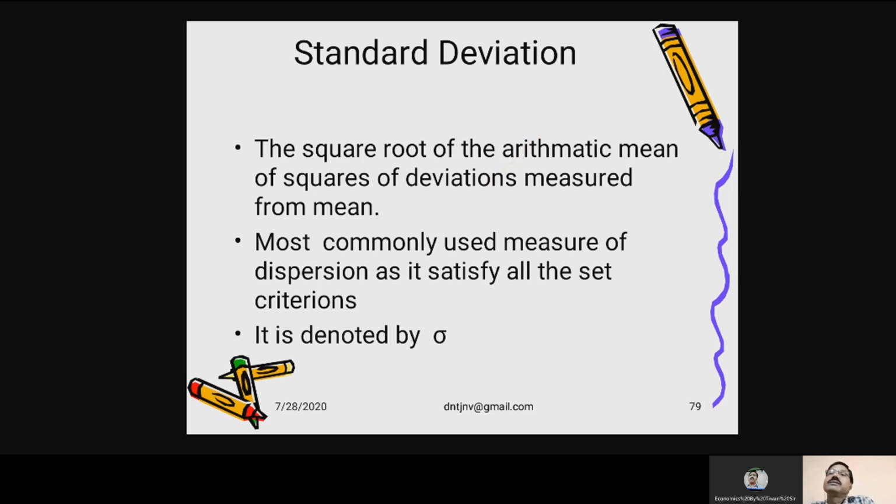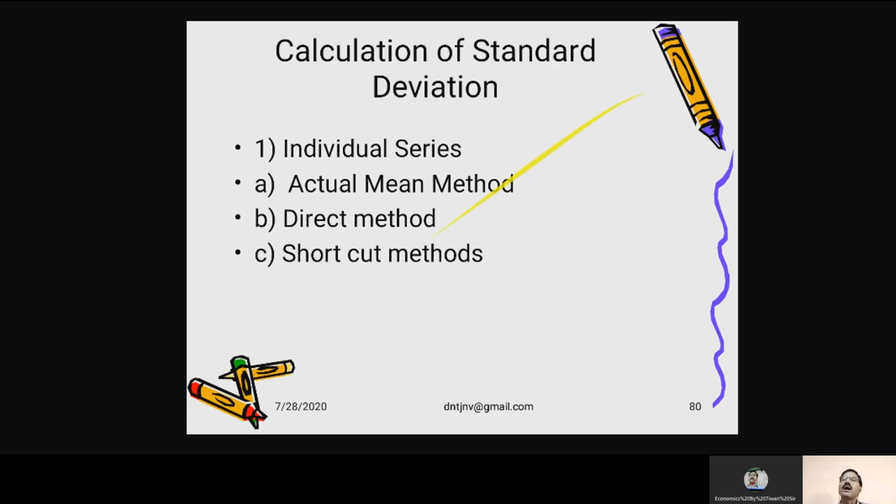Coming to the most important concept of dispersion, that is standard deviation. The square root of the arithmetic mean of the squares of deviations measured from the mean is known as standard deviation. It is the most commonly used measure of dispersion as it satisfies all the set of criteria. It is denoted by the Greek letter sigma. Calculation of standard deviation: in the individual series, you can calculate by actual mean method, direct method, or shortcut method. In the same way, you can calculate standard deviation in discrete series by actual mean method, direct method, or step deviation method. Standard deviation can also be calculated in continuous series by these three methods.